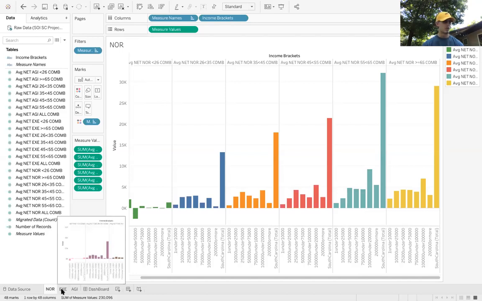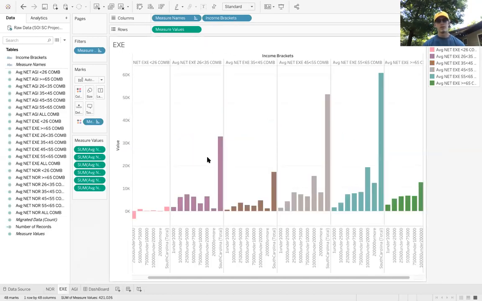After this number of returns, we can look at exemptions. This should really correspond to the number of returns. Just to prove it, we see that as the income filer gets older, there are more net exemptions. This one's bigger than the previous. The exception here is this one, but on average, the older income filer has more exemptions here.